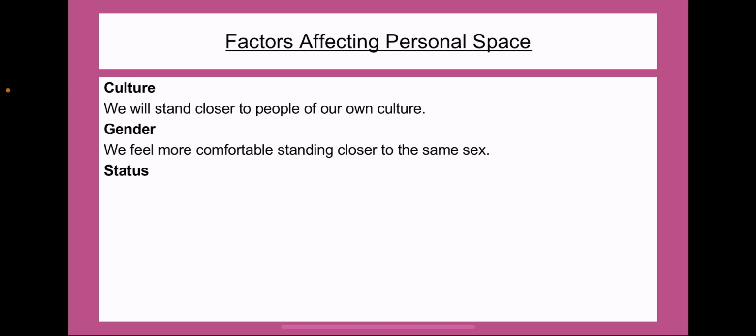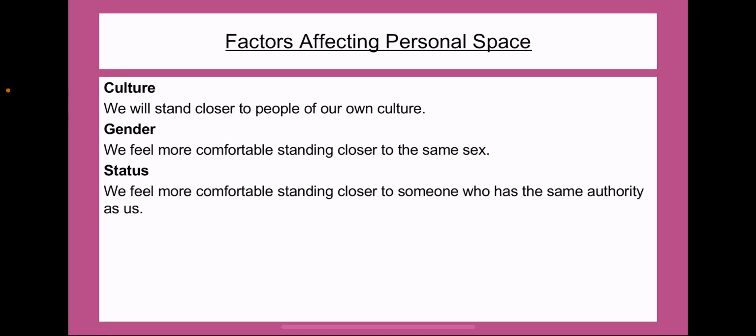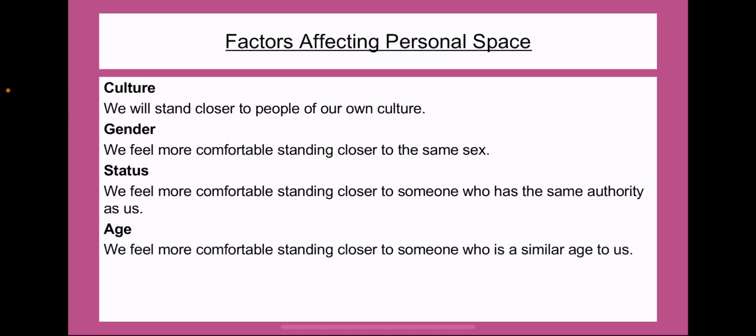Status, this is more to do with power and authority. So we feel more comfortable standing closer to someone who has the same authority as us. So students prefer standing closer to other students as opposed to standing closer to teachers, for example, because different status, different power and different authority. Final one is age. We typically feel more comfortable standing closer to someone who is a similar age to us.